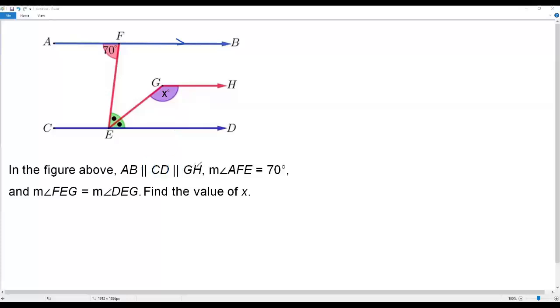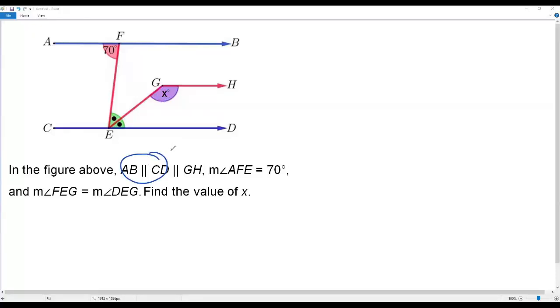Okay, and also it is given that the measure of angle AFE is 70 degrees, and the measure of angle FEG and measure of angle DEG are equal, because the two black dots over here represent that the angle measure of this one and the angle measure of this one are equal, and we have to find the value of x over here. Okay, so let's consider the information over here.